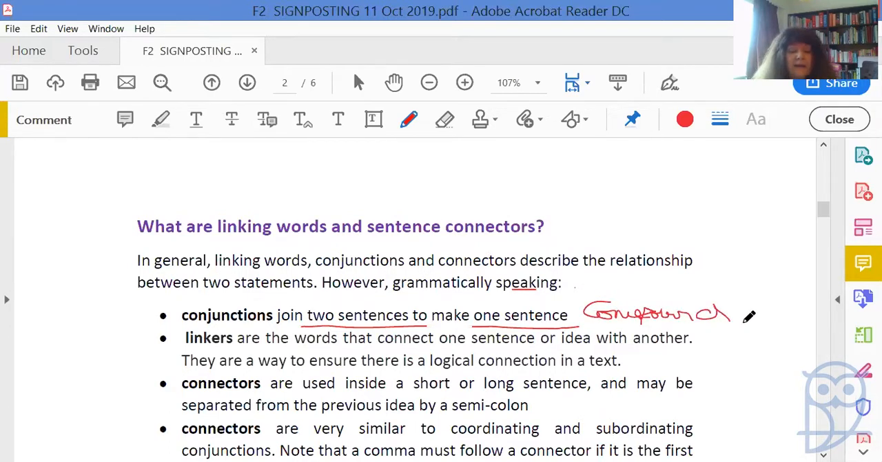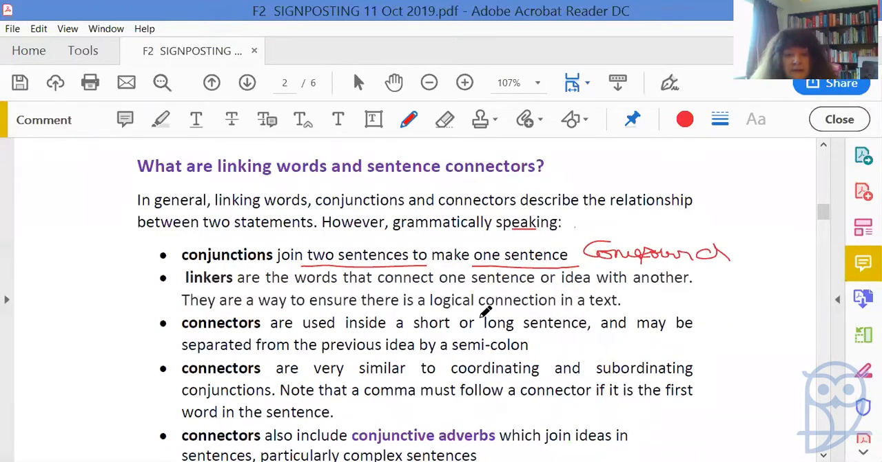Okay. Linkers are words that connect one sentence or idea with another. They're a way to ensure there's a logical connection within your sentence or within your paragraph. Connectors are used inside short sentences or long sentences. And of course, the punctuation part may be separated from the previous idea by a semicolon.